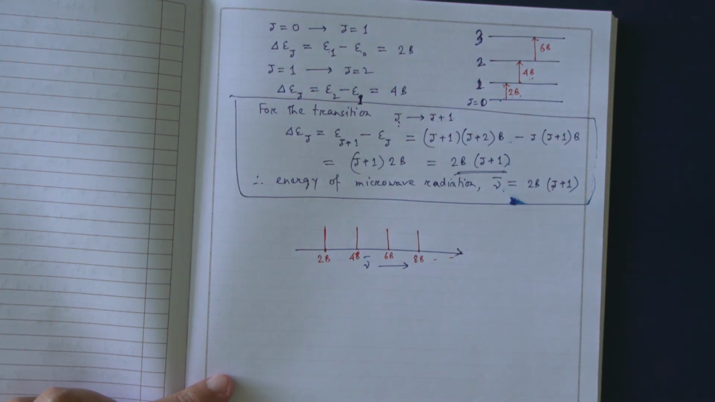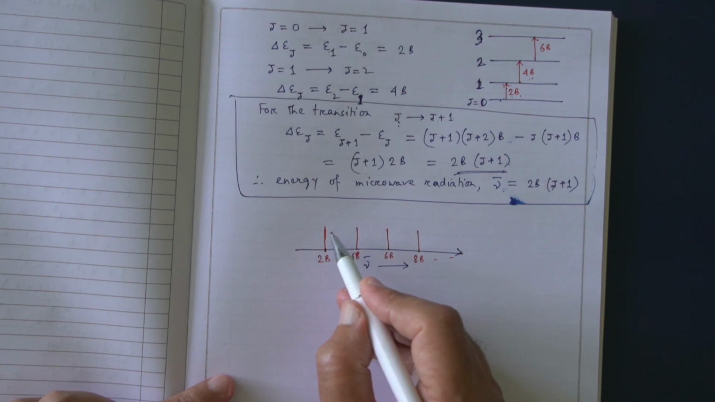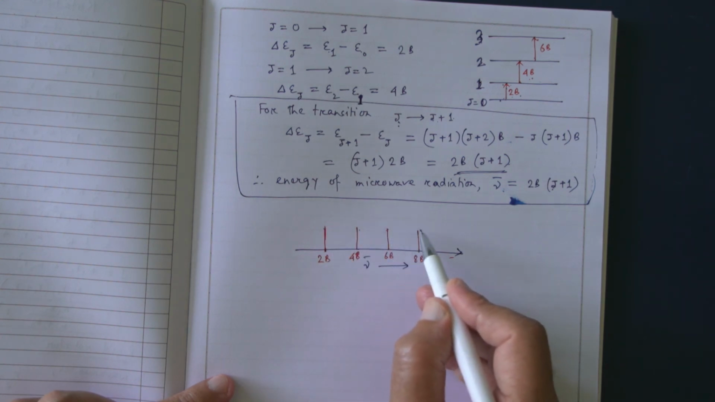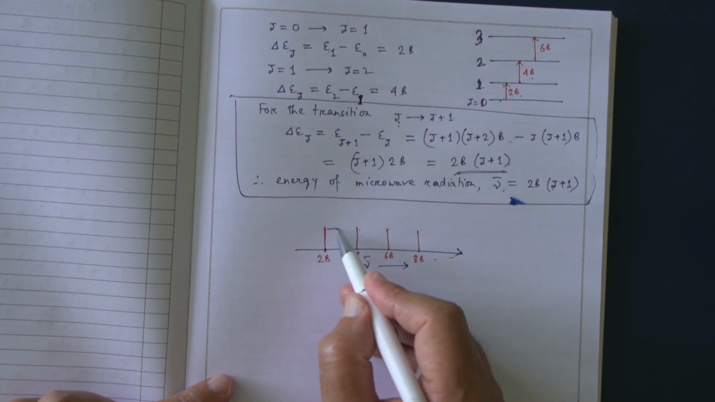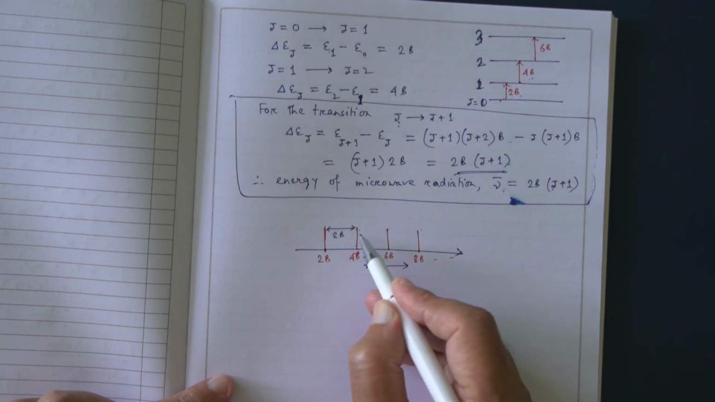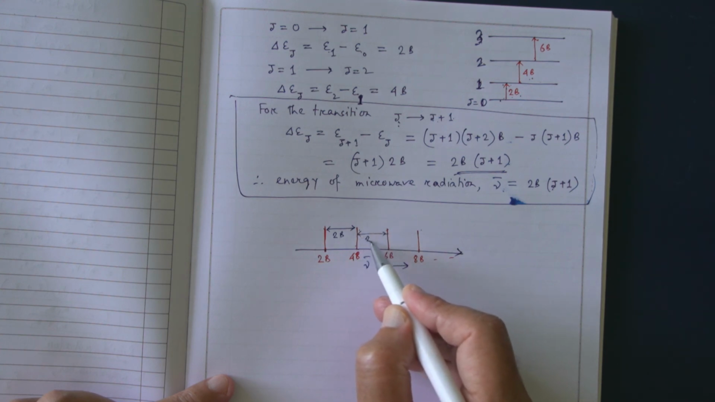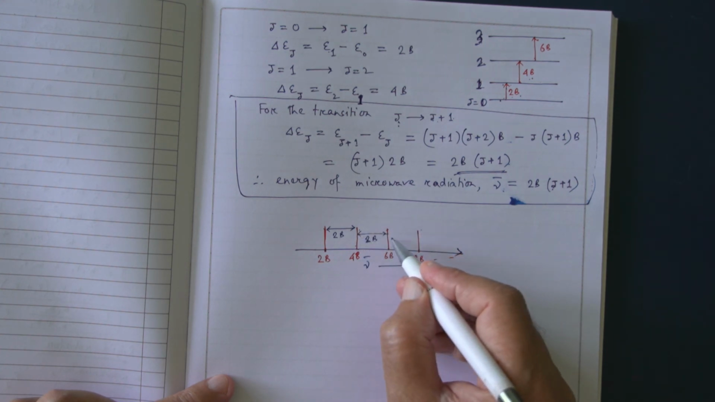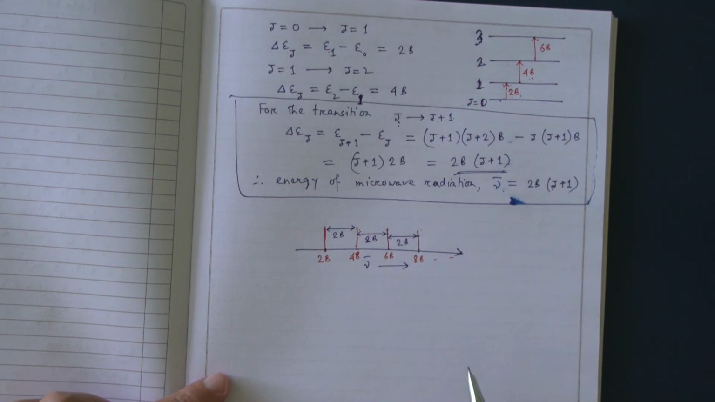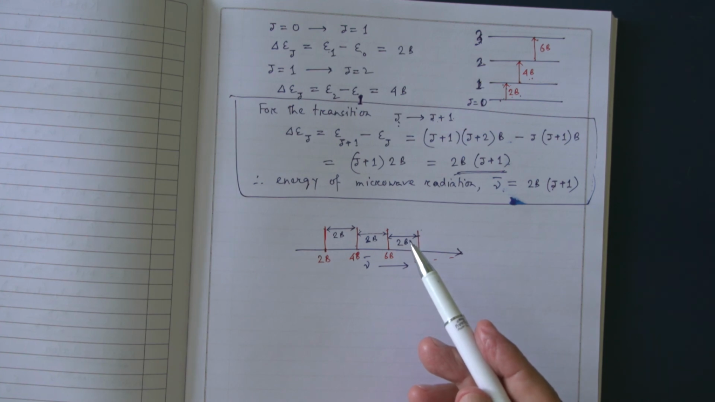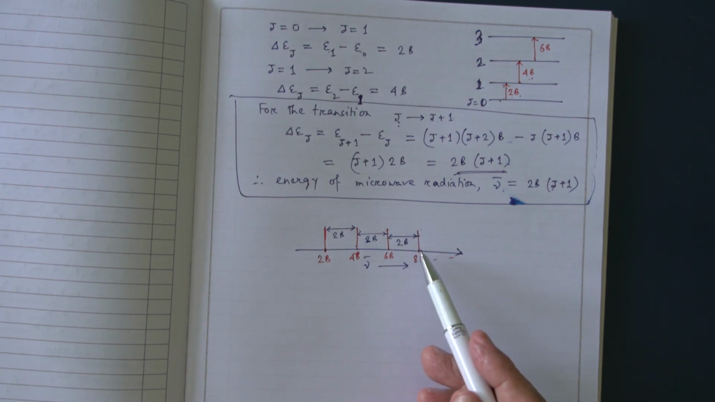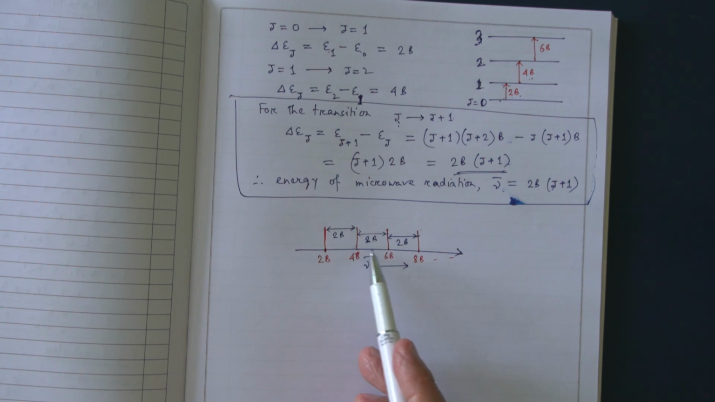That means if the molecule is a rigid rotator, we should observe spectral lines at a constant separation of 2B. What is the difference? 2B. What is the difference? 2B. If the molecule is a rigid rotator, then we should observe spectral lines at a constant separation of 2B.